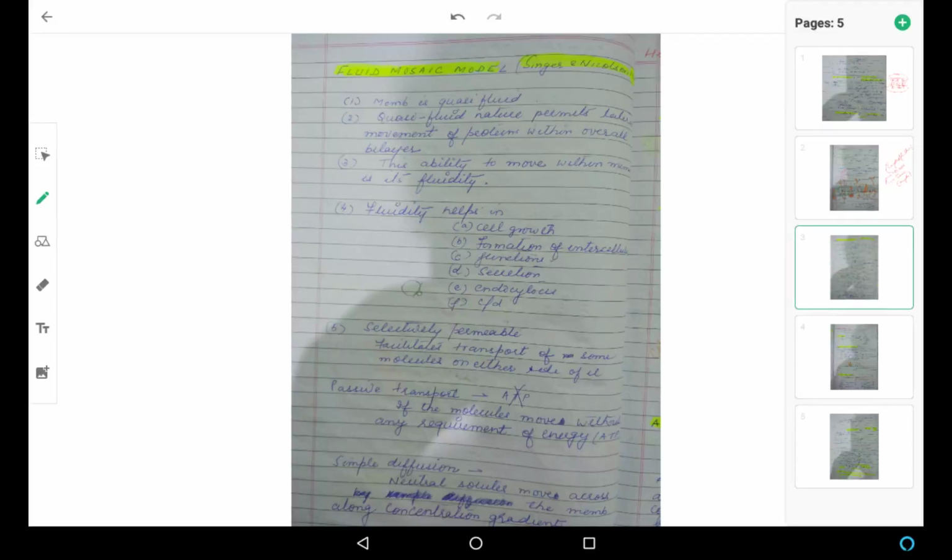The best accepted model of the plasma membrane is the fluid mosaic model, which was given by Singer and Nicolson. We will be studying the fluid mosaic model in detail in the upcoming lectures, but here I would like to tell you about the broader outline of this membrane model, which was put forth by Singer and Nicolson.